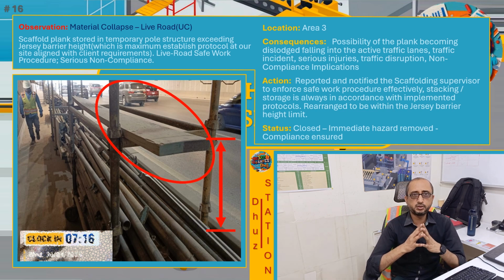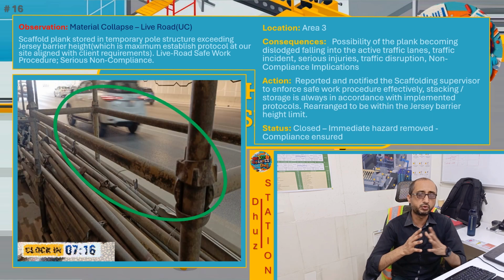Action taken: safety team reported the issue, notified the area scaffolding supervisor to enforce the live road safe work procedures effectively, ensure all the stackings are within safe limits as per implemented procedure. At the same time, safety team relocated the plank to the safe location. So the hazard was removed on the spot. The compliance is reassured. So the status of this observation is closed.